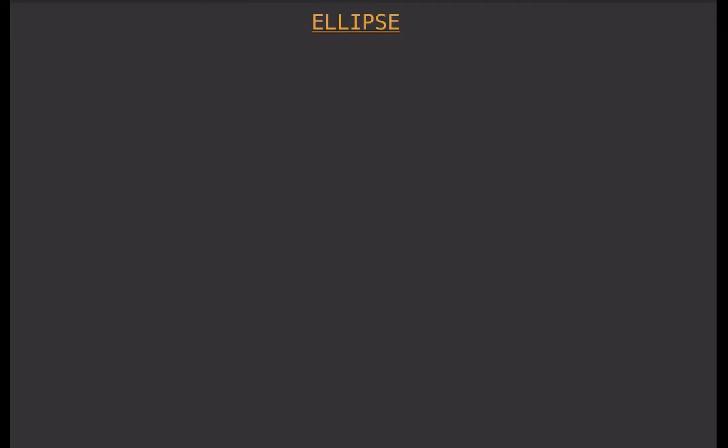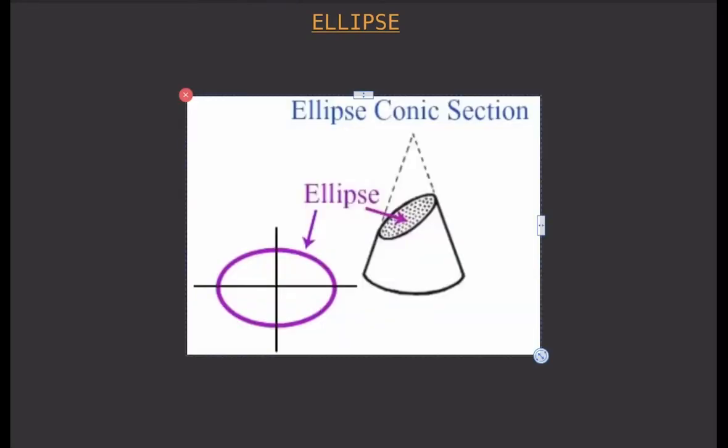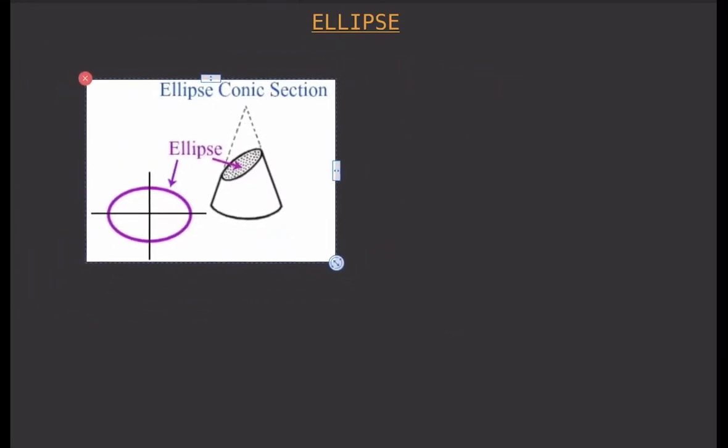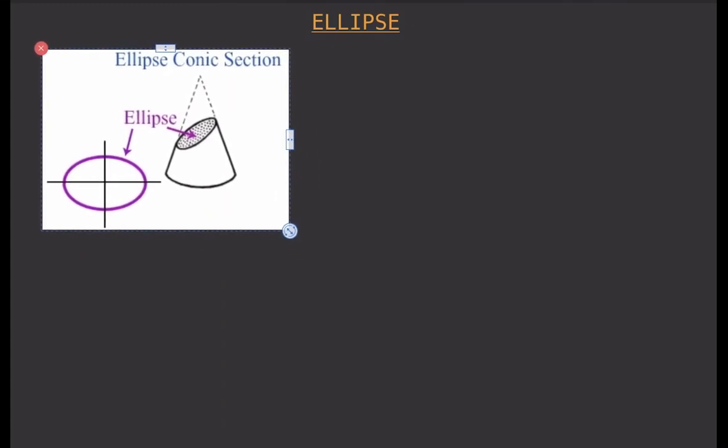So what is an ellipse? An ellipse is one of the four conic sections. It's basically when you cut a cone at a specific angle, you'll get an ellipse. And so what does it look like? It looks like this. If you cut a cone at a certain angle, you'll get this shape right here.